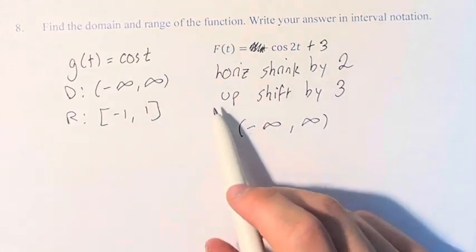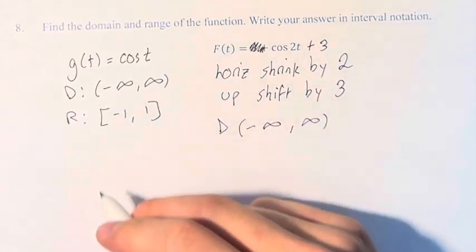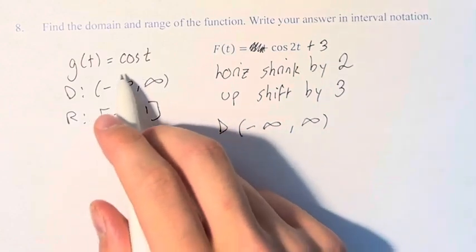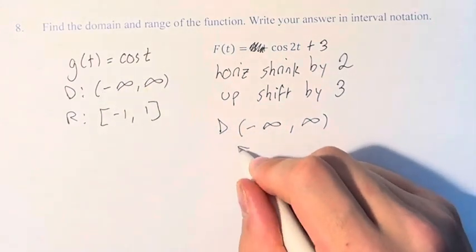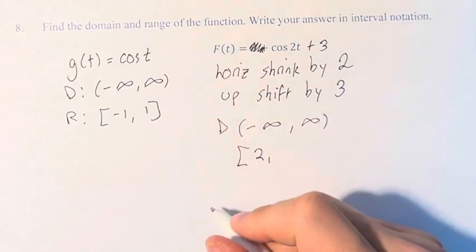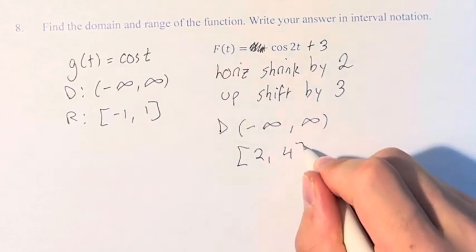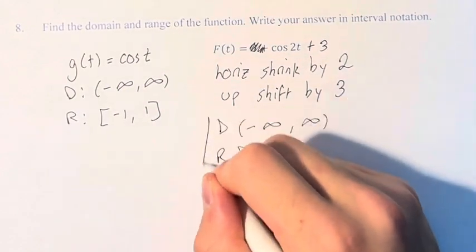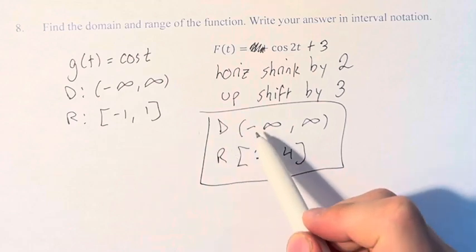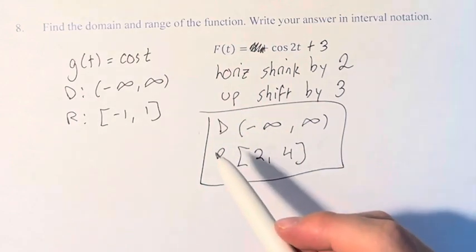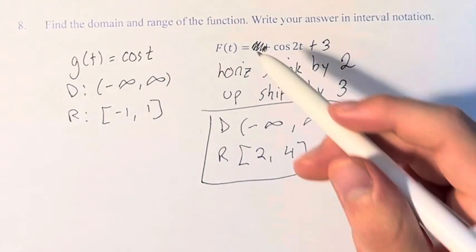The range does change. Moving up 3 units means we have to add 3 to both of these, right? And adding 3 to infinity doesn't matter, but adding 3 to -1 makes it 2. Adding 3 to +1 makes it 4, and so we have a new range. So the domain of this function is from negative infinity to infinity, and the range is from 2 to 4 for this function f of t.